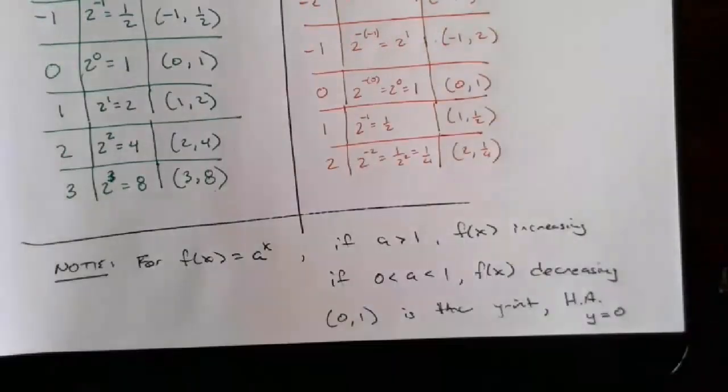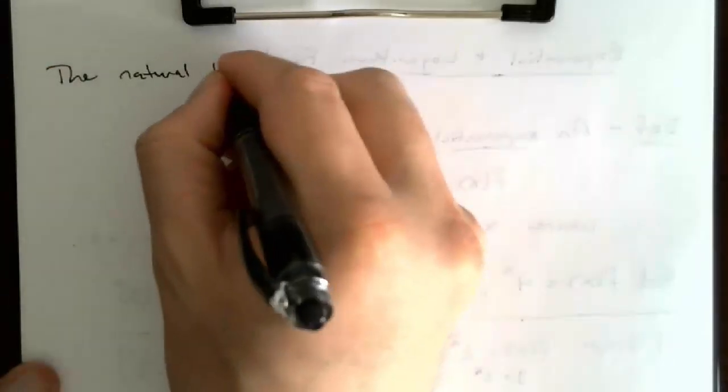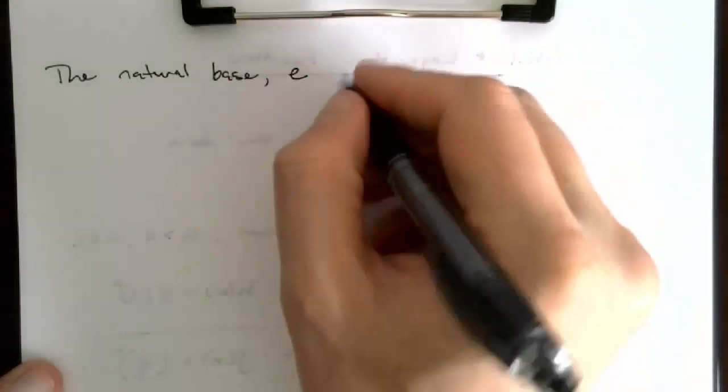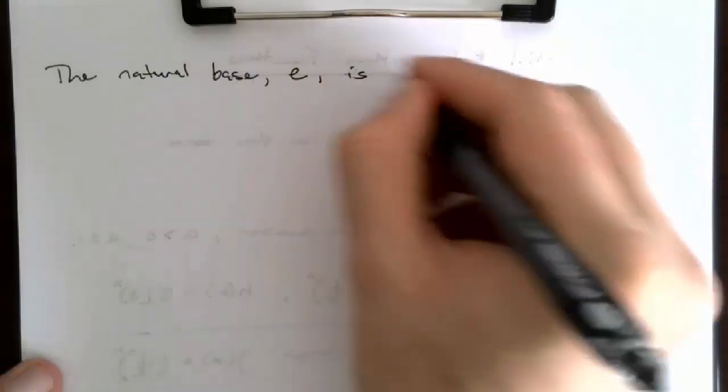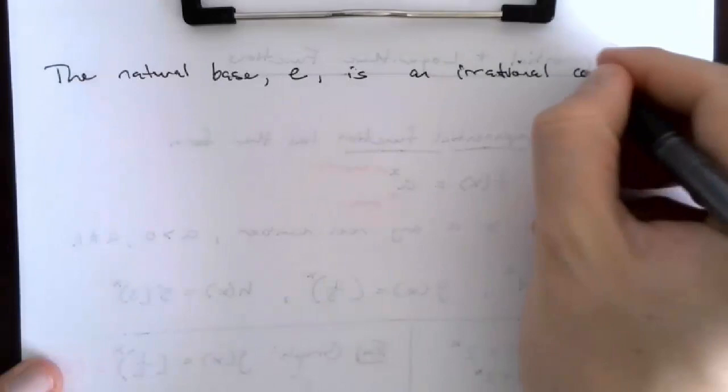A lot of the times, what we'll talk about in calculus is we'll use the natural base e. And you may have seen the natural base e before, but let's make sure we just refer to it here so you know what we're talking about. So the natural base e is an irrational constant.